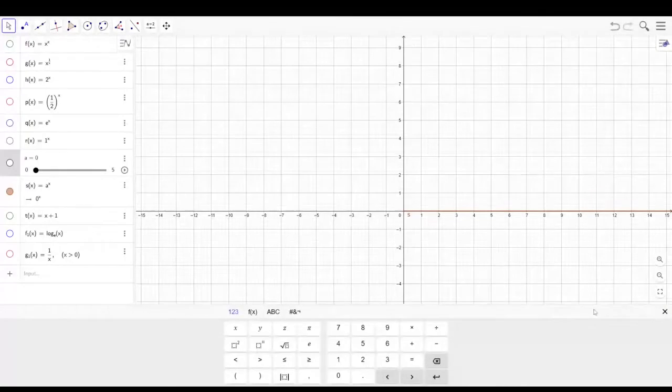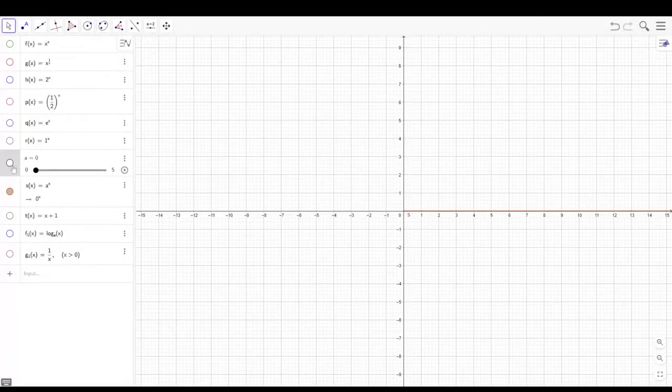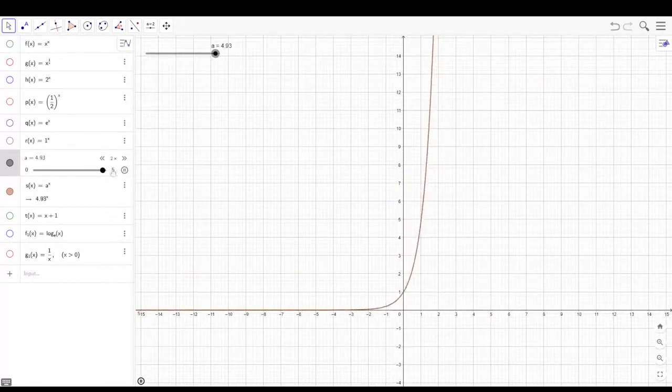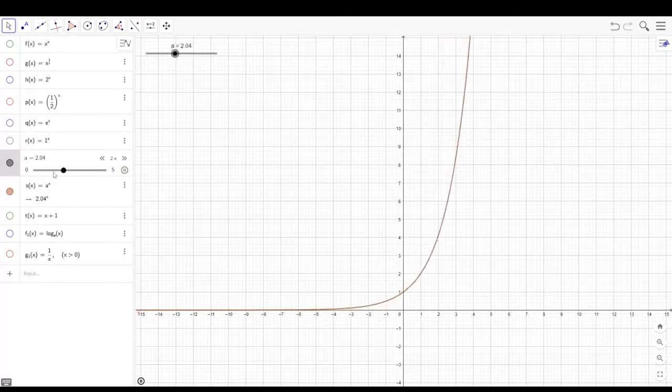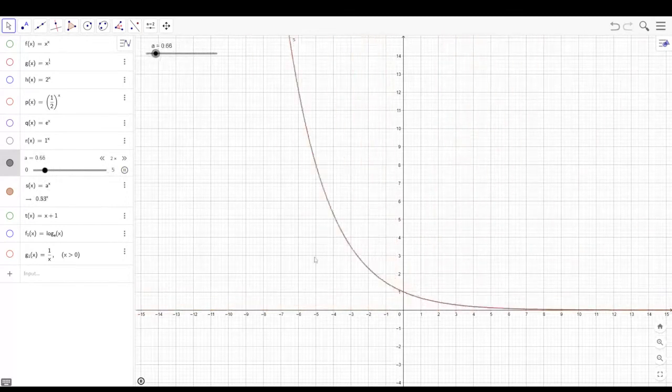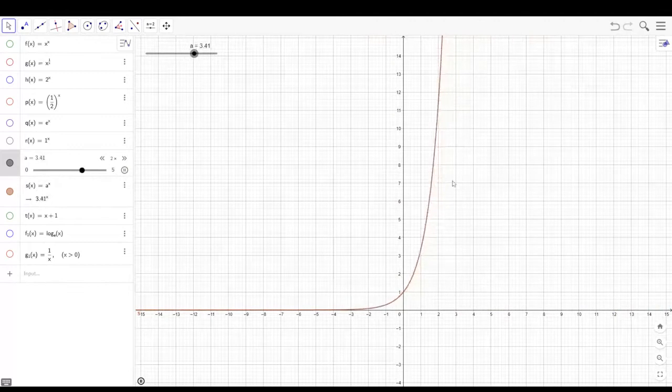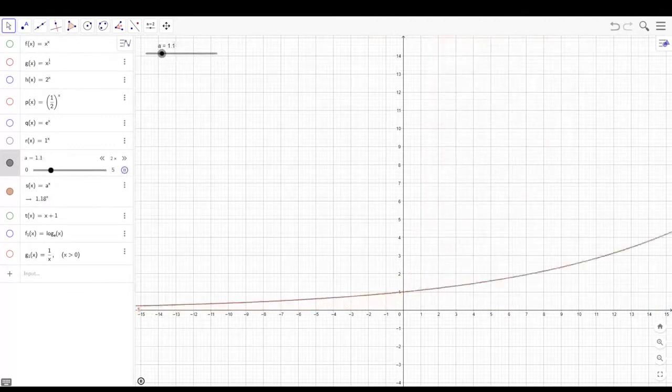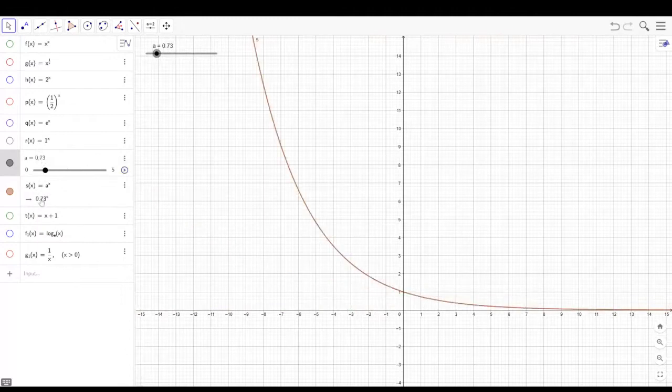Yep. So if I plot my graph of a to the x, watch what happens. You can see that as the base is between sort of 1 and 5, it increases as we move from left to right. But as the base goes between 0 and 1, you can see here the value of the base is 0.73, the graph is actually falling from left to right.